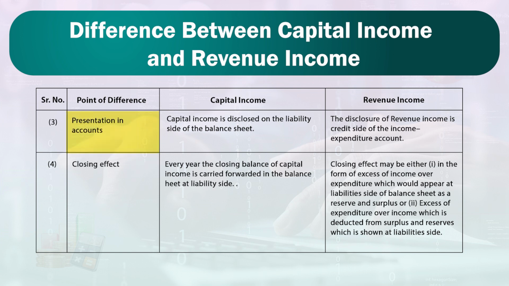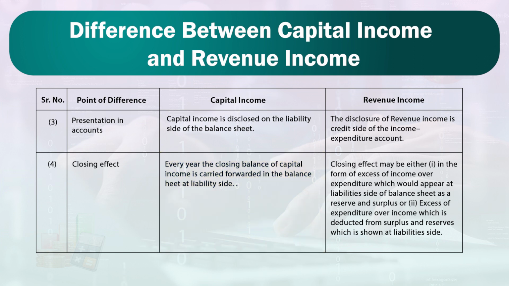3. Presentation in accounts. Capital income is disclosed on the liability side of balance sheet. In case of revenue income, it is disclosed in the credit side of income expenditure account. 4. Closing effect. Every year, the closing balance of capital income is carried forward in balance sheet at liability side.